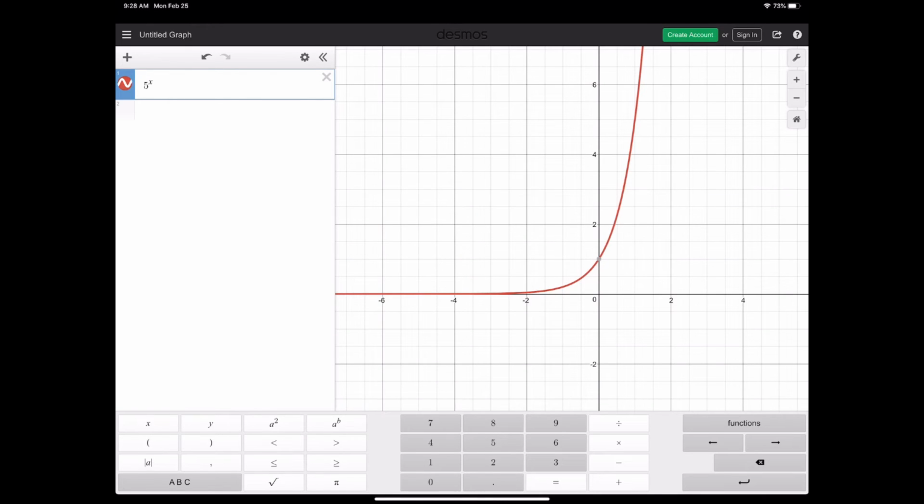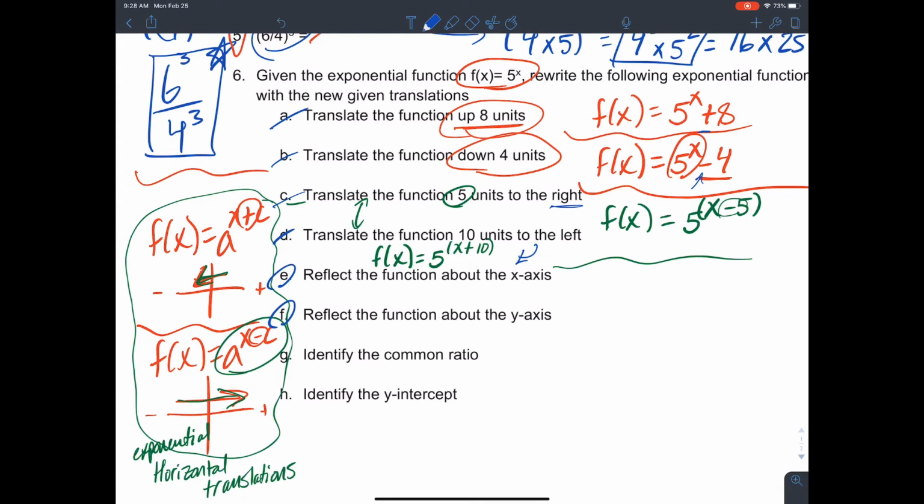Let's go back to our test. So reflect about the y-axis. We just did that one right here. We know that's going to be f of x equals 5 to the negative x, and we just add that negative. Cool. So we still need this one. Reflect about the x-axis. Okay, let's go back.